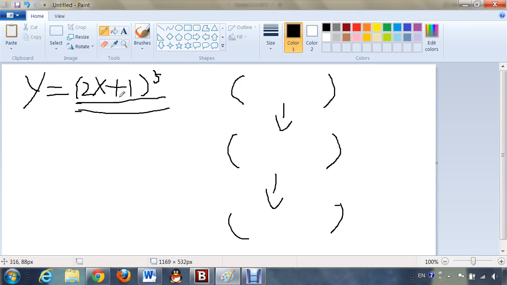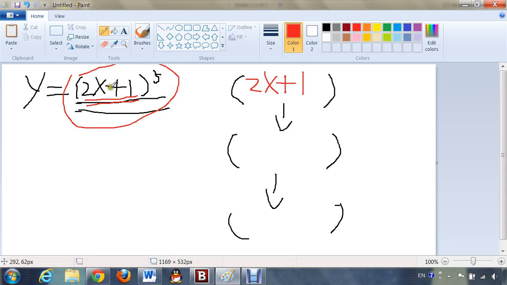So what you want to do is find the most inside part of this expression. In this case, the most inside part is 2x plus 1. That's the one that you can take the derivative of right away.